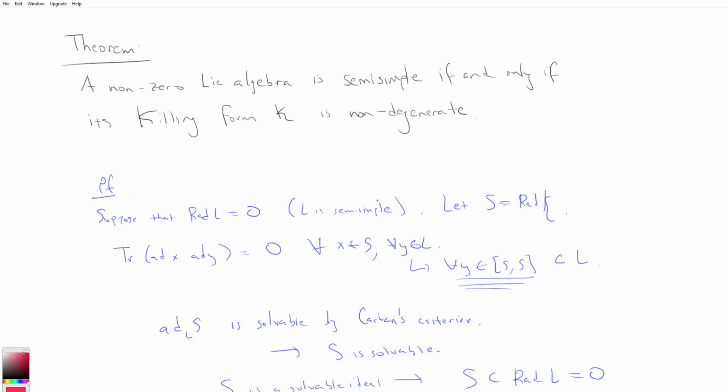Where did we use that fact? We used it here in Cartan's criterion. So be careful if you're over an arbitrary field.